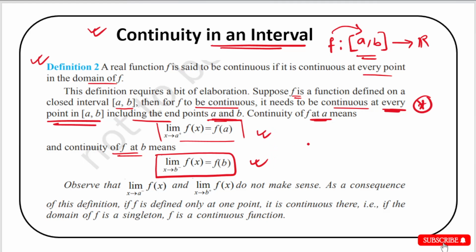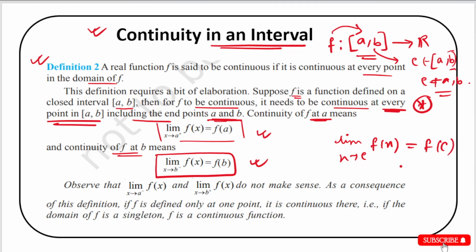If they are equal, then you will say that the limit exists and the functional value are equal. Also, you can take any point in between, and then you can check the continuity at that point also. Because suppose you are taking any point c, which is a real number and which belongs in this interval a to b, and c is not equal to a and c is not equal to b. So if you can show that limit x tends to c of f(x) is equal to f(c) in this particular range, then also you will say that the function is continuous in the interval a to b.